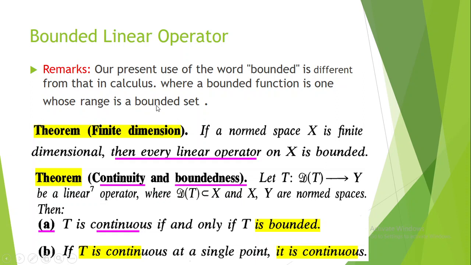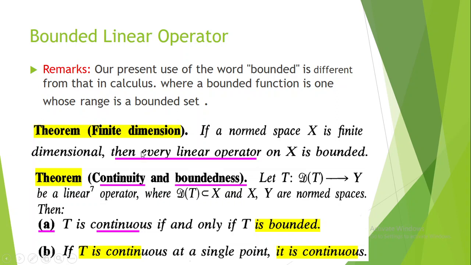So we must remember what bounded means here in functional analysis. Now we have some important properties of the bounded linear operator. The first property is finite dimension. If we have a normed space which is finite dimensional, then every linear operator on X is bounded. It means if we have a finite dimensional normed space, then every linear operator on X will be bounded.